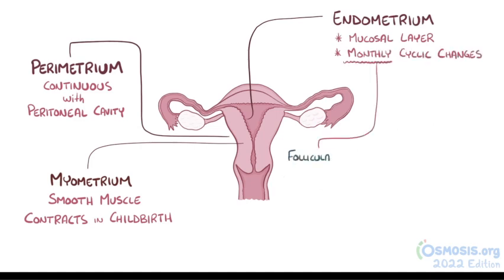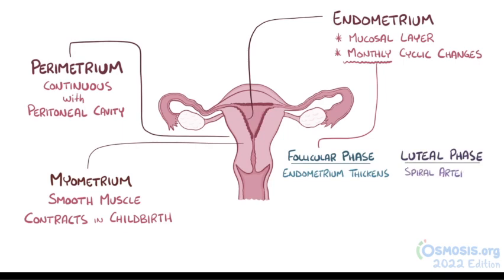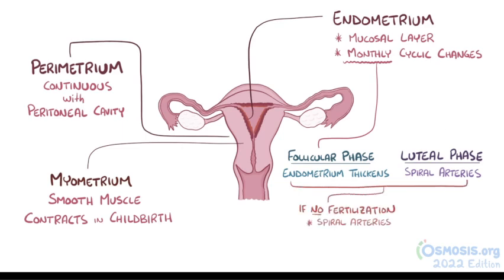During the follicular phase of the menstrual cycle, the endometrium thickens in case fertilization occurs. During the luteal phase, spiral arteries emerge to bring more nutrients to support the thick endometrium. If fertilization doesn't occur, the spiral arteries collapse and the superficial layers of the endometrium die. During menstruation or menstrual bleeding, that dead tissue is removed or sloughed off of the uterus through the vagina.